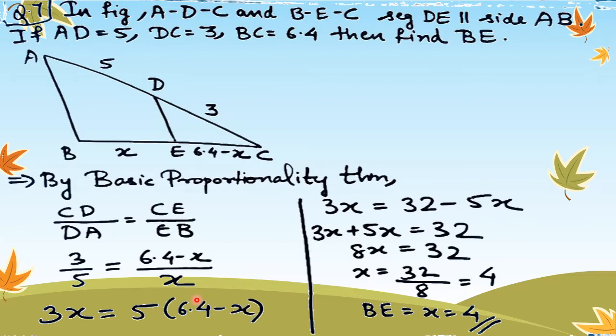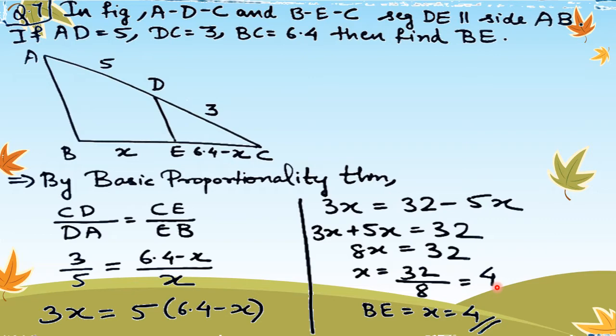Substituting the values. Now multiplying, this x will go to the other side and get multiplied to the numerator, and this 5 will get multiplied over here. So 3x is equal to 5 into 6.4 minus x. 5 into 6.4 will be 32 and 5 into x is 5x. So 3x is equal to 32 minus 5x. Now this 5x I took to the other side, so 3x plus 5x will become 8x, and here it is 32 itself. X is equal to 32 upon 8, that is equal to 4. Okay, so BE is equal to X is equal to 4.